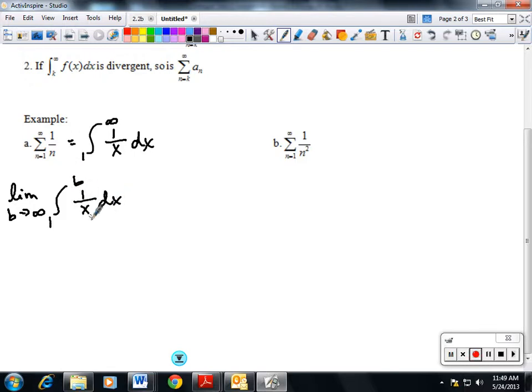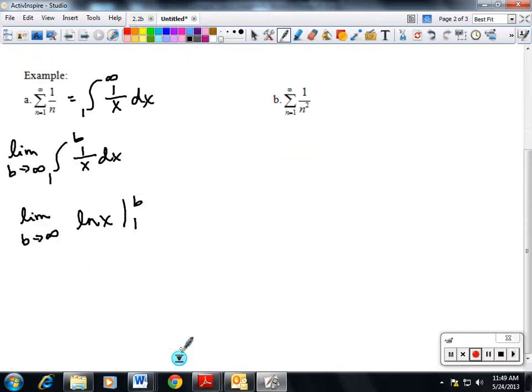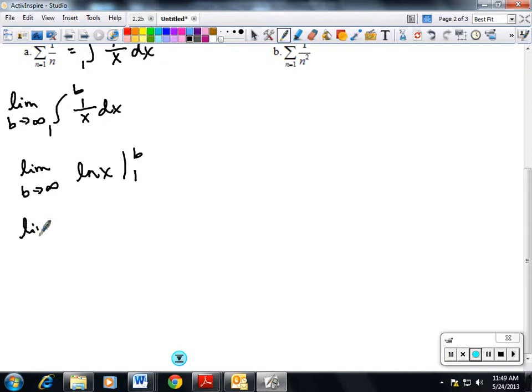Well, the integral of 1 over x is just the natural log, so it'd be the limit as b goes to infinity of the natural log of x from 1 to b. Well, that's just the limit as b goes to infinity of natural log of b minus natural log of 1. As b goes to infinity, natural log of b goes to infinity, minus the natural log of 1. I don't really care because infinity minus anything is infinity, so that's going to be divergent.